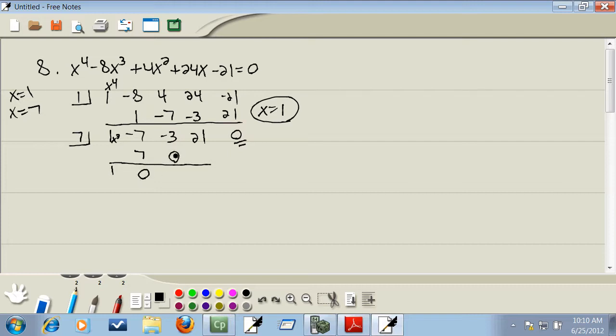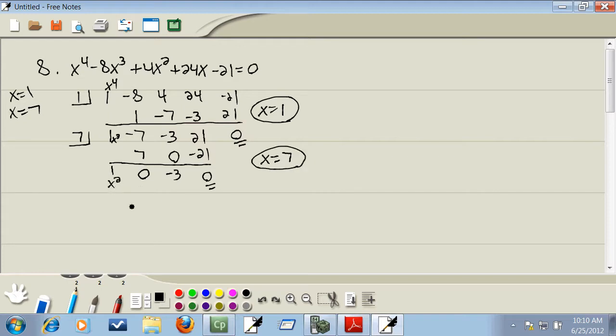Multiply, 7 times 0 is 0. Add, -3 and 0 is -3. Multiply, 7 times -3 is -21. And add, 21 and -21 is 0. Again, the fact I get a 0 there means that 7 is our second answer.